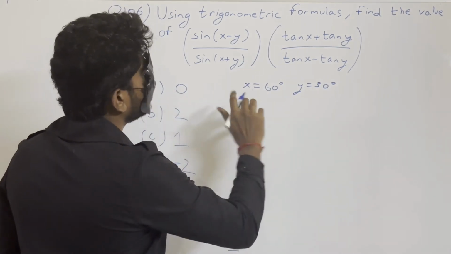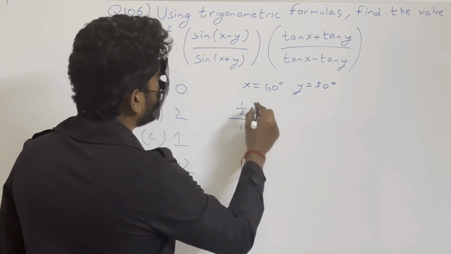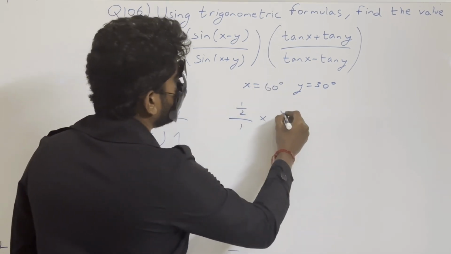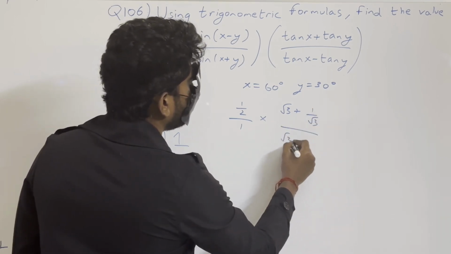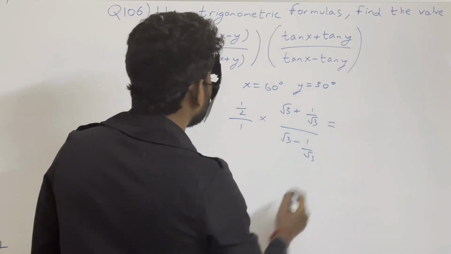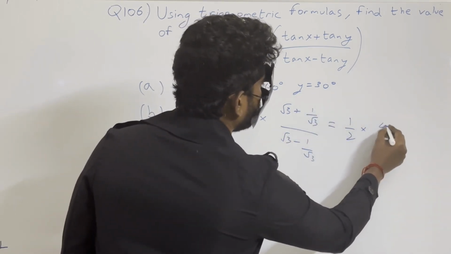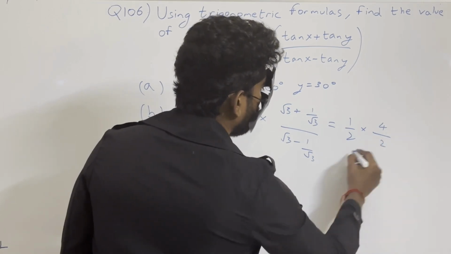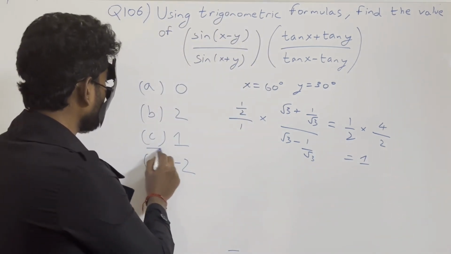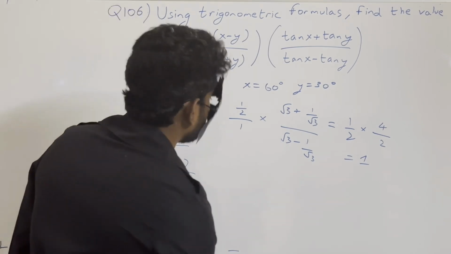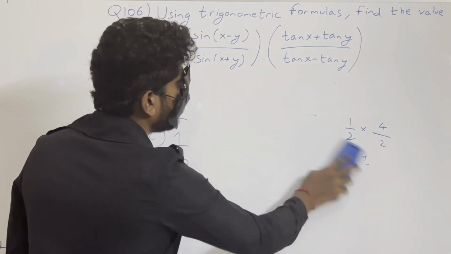This will be sin 60 minus 30, that is sin 30, which is 1 by 2, by sin of 60 plus 30, which is sin 90, equal to 1, into tan 60, which is root 3, plus tan 30, which is 1 by root 3, by tan 60, root 3, minus tan 30, 1 by root 3. This is 1 by 2 into 4 by 3 by 2 by 3, which is equal to 1. So here option C is right. Now instead of value putting, if you want to directly solve it, then how will you do it?